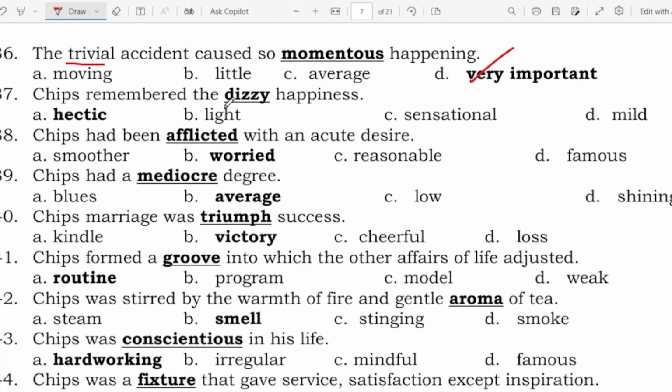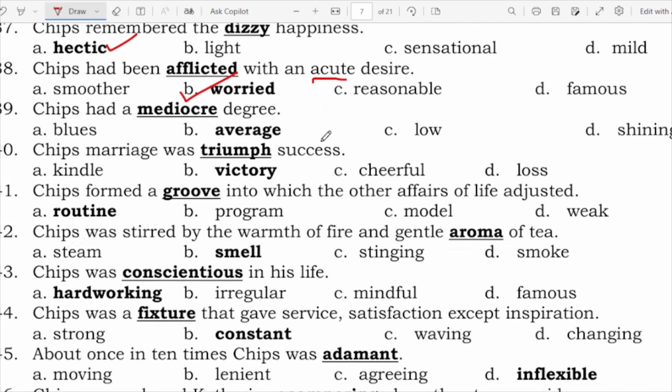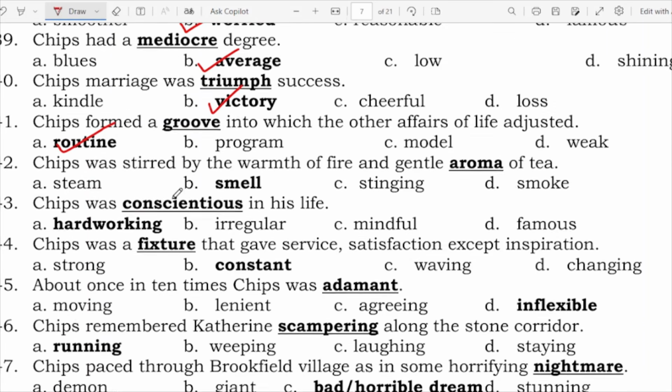And the next one is Chips, remember, dizzy and hectic. Hectic means very much absorbed in activities. Chips had been afflicted and worried with an acute, meaning very painful, torturing. Mediocre means average. Triumph means victory, great. Groove and routine over there.